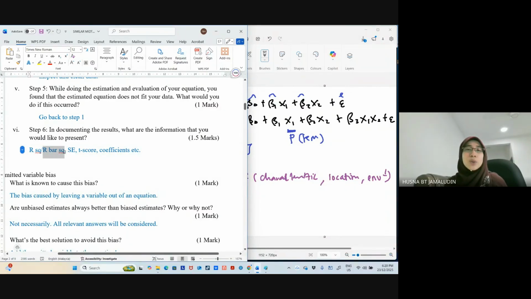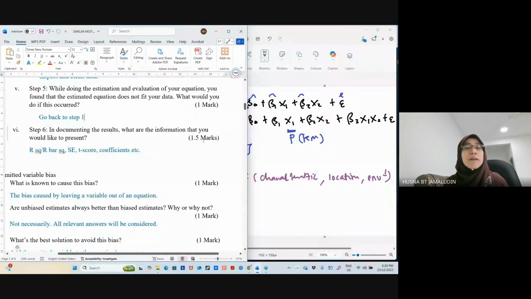What else? You also want to see the N, the total number of observations. If let's say you are talking about time series data, you may want to report the Durbin-Watson test as well. Okay, these are some of the information that you want to present so that people know how to read your result. Okay, so the mark is 1.5. So don't just give me one piece of information. Oh, you will present the coefficient. Not really. The coefficient will give you 0.5.